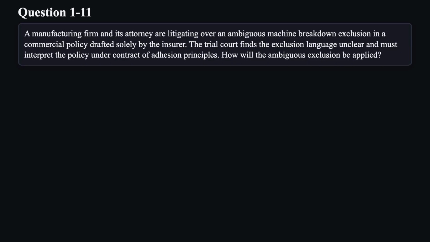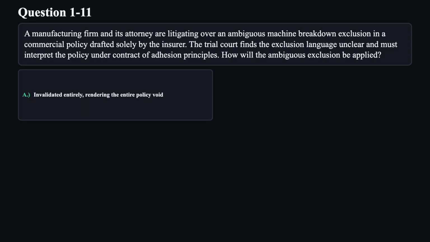Question 11. A manufacturing firm and its attorney are litigating over an ambiguous machine breakdown exclusion in a commercial policy drafted solely by the insurer. The trial court finds the exclusion language unclear and must interpret the policy under contract of adhesion principles. How will the ambiguous exclusion be applied?